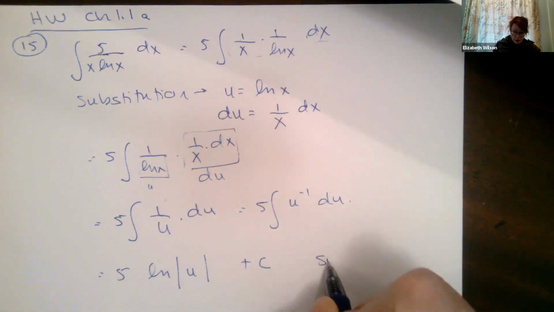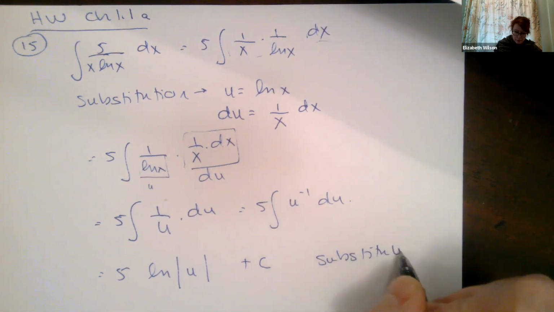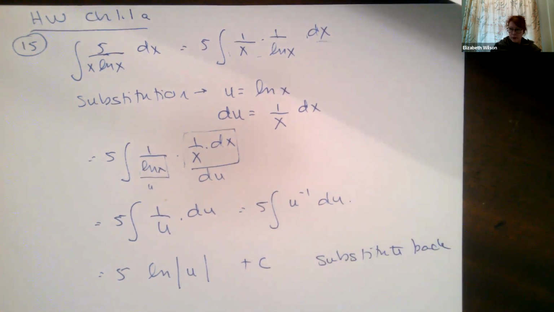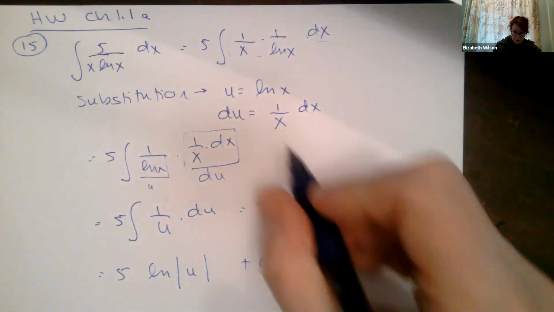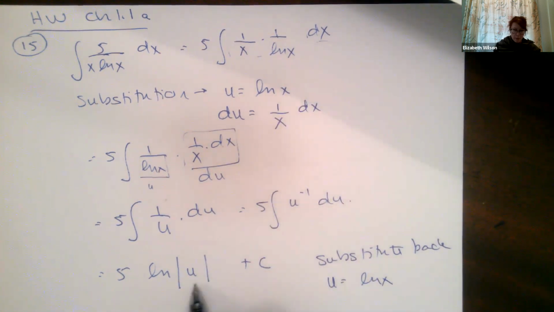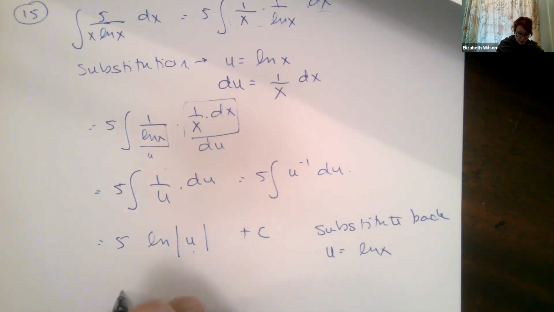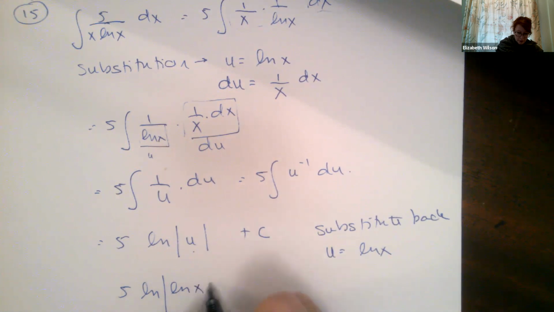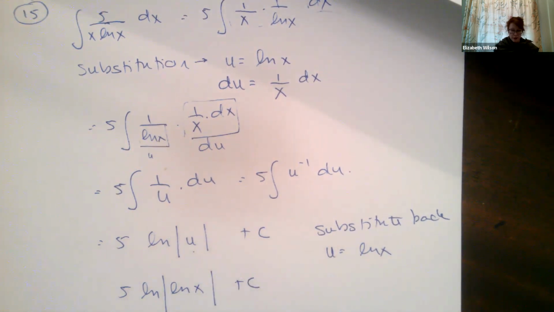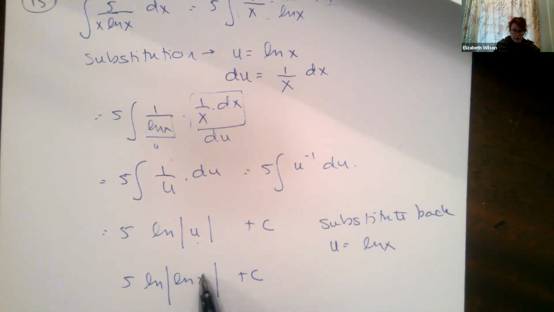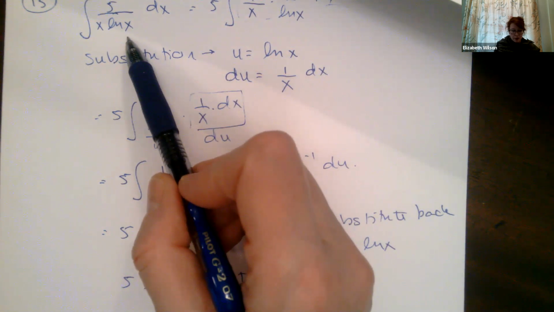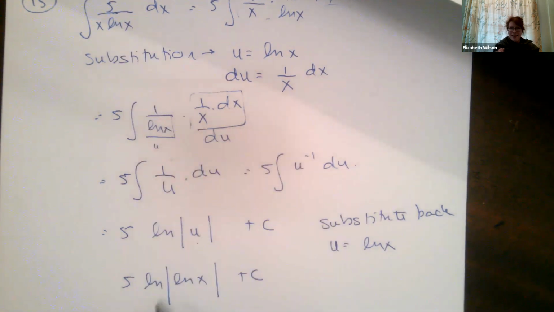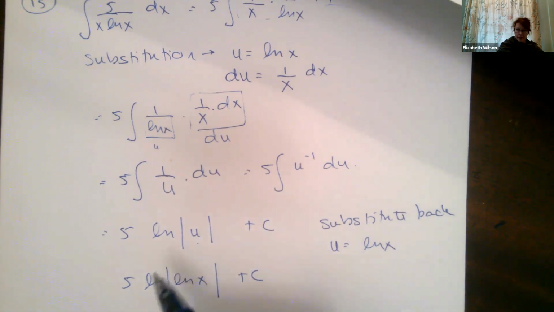But now I need to substitute back. u, remember, is equal to ln of x. So I'm going to substitute that back in. Watch what I'm going to do. I'm going to say 5 ln absolute value of ln of x, absolute value, plus c. You notice I don't have an absolute value around x right here, and that's because I didn't have it to begin with. I was just taking the natural log of x. When I take the natural log as a result of integrating my function, I have to add the natural log.